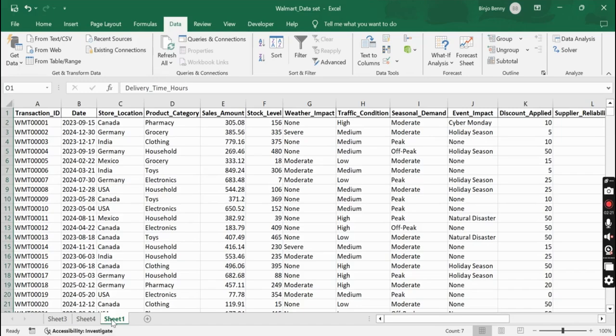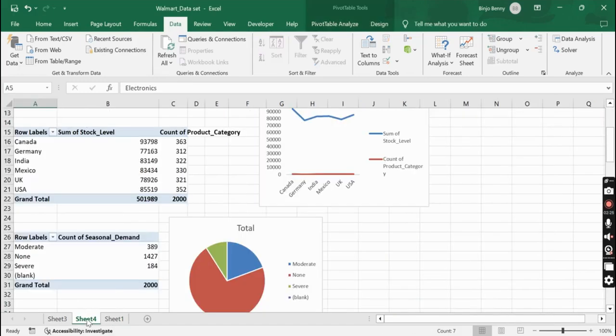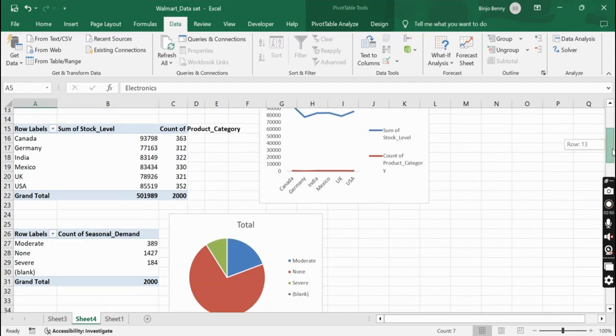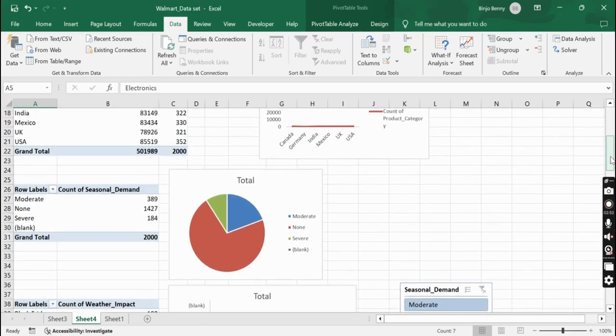Next, we are finding the stock level analysis. Basically, we are assessing the stock level of each product across various locations and product categories. This is a count of the product category, then the stock level, and then the countries where it is provided. In this graph we can see how the goods have been allocated, and the stock level and product category.